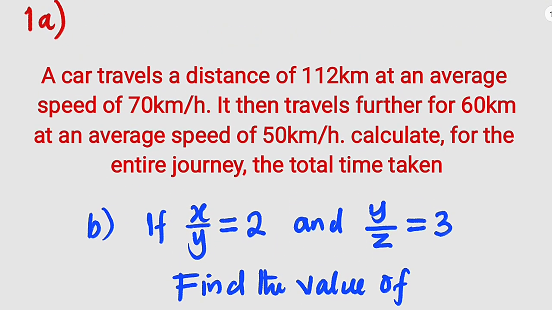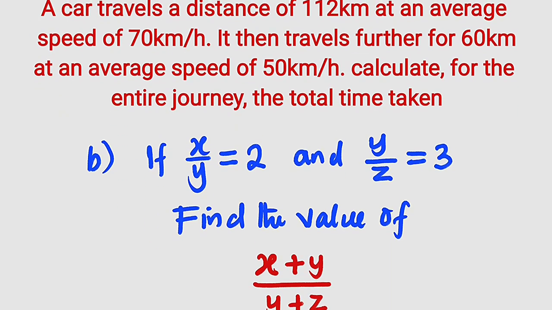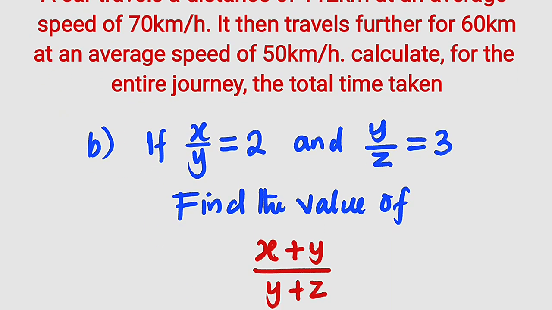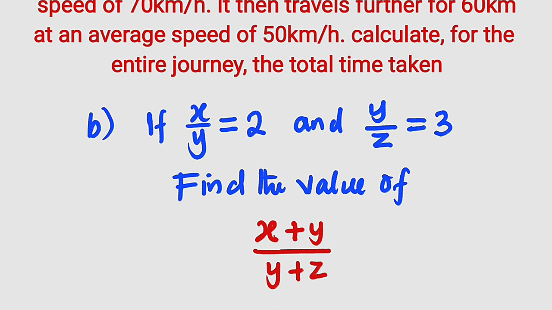The first question here, we have 1A, which reads: a car travels a distance of 112 km at an average speed of 70 km per hour. It then travels further for 60 km at an average speed of 50 km per hour. We're asked to calculate for the entire journey the total time taken. And the B part reads: if x divided by y equals 2 and y divided by z equals 3, we're asked to evaluate the value of (x plus y) divided by (y plus z).